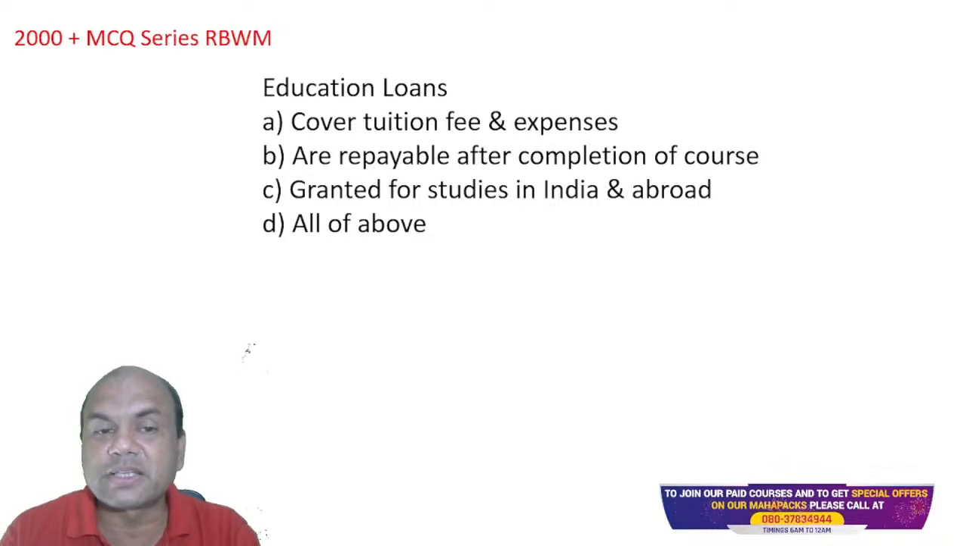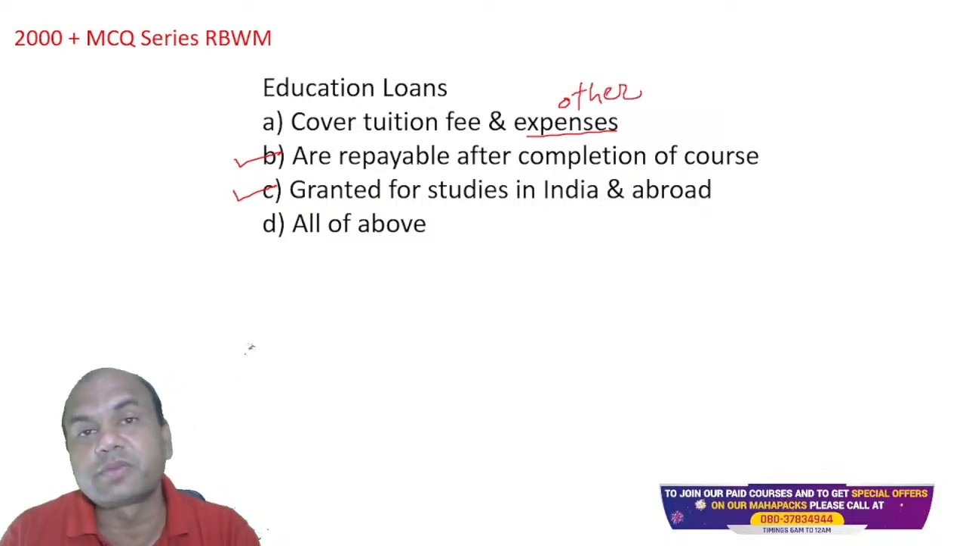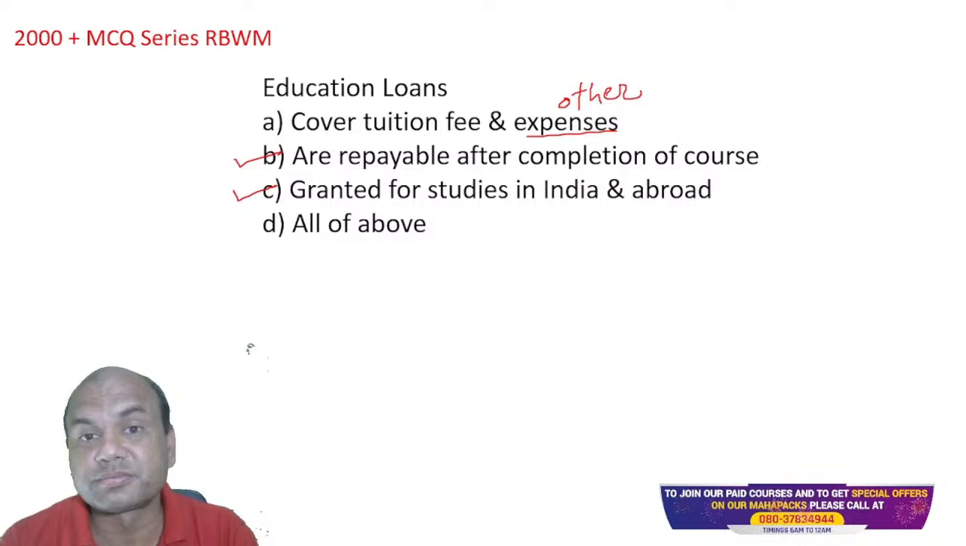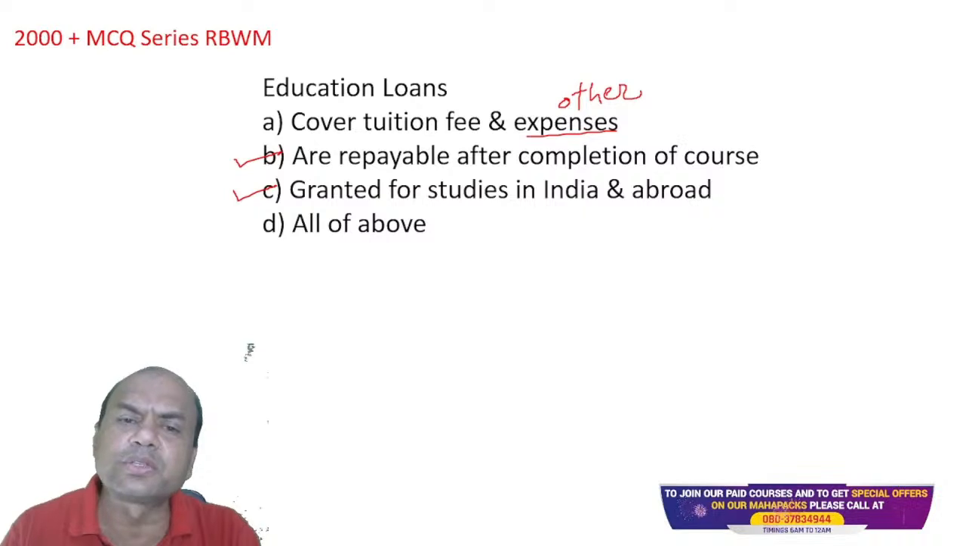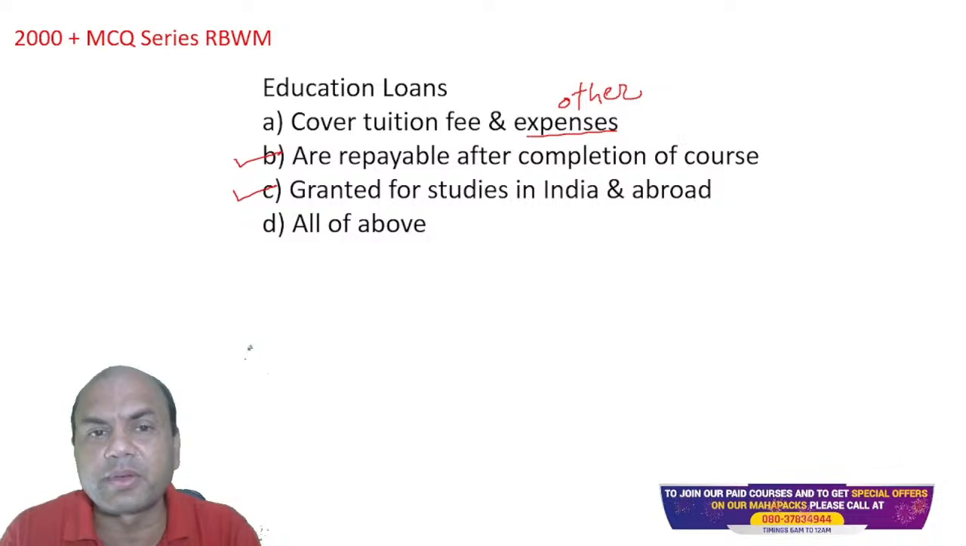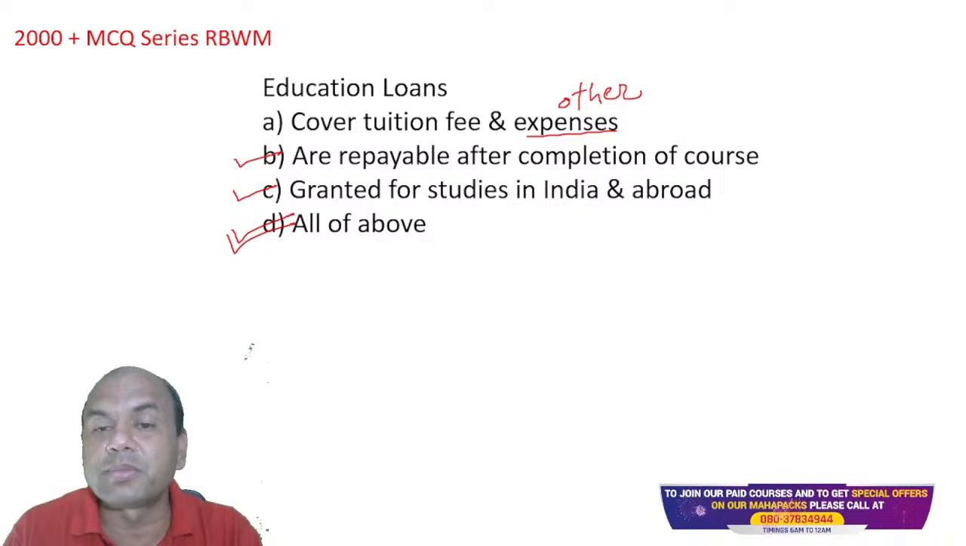Now see here, B is correct, C is correct. But what about A? Does education loan cover tuition fees and other expenses? Does it cover the hostel fees? Does it cover my daily expenses for staying there, my food expenses? Or does it cover only tuition fees? So the correct answer is, that's why I said, now we'll be coming to the difficult part, it is D. Are repayable after completion of the course means what?